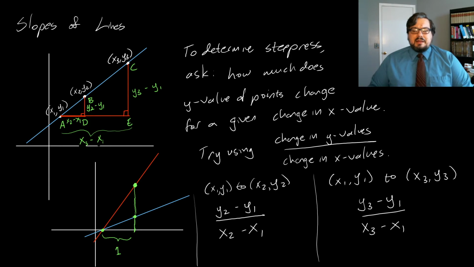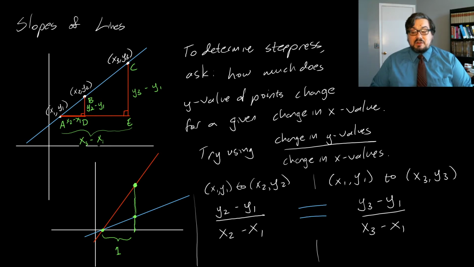So it looks for a moment like we've got a problem, because if we try taking this ratio of the change in y's divided by the change in x's, it looks like we've gotten different answers because our two ratios here look like they're different. However, we can use geometry to say that they are in fact the same.